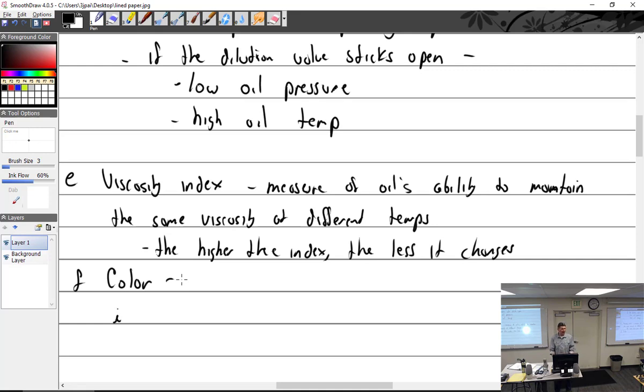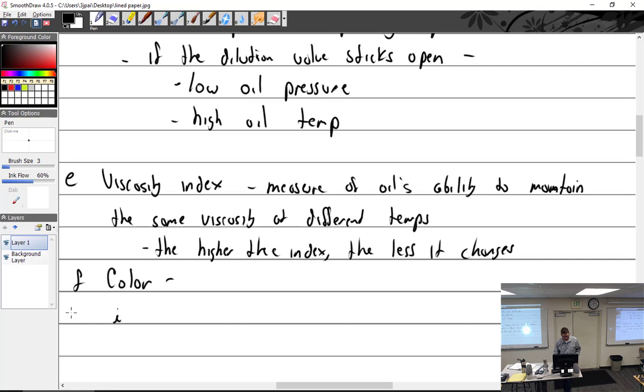If you've only got a couple hours on it and it's coming out black, I'm like, something's not right. White, something's not right. If the color changes dramatically, something's wrong. If it sparkles, like somebody's got glitter in it, you do not put the dipstick on and say, hey, I like my glitter oil. So always, when you pull the dipstick, take a look at it, especially for sparkles. That's really bad. But don't look at the color to determine how long you should go, unless it's bad.